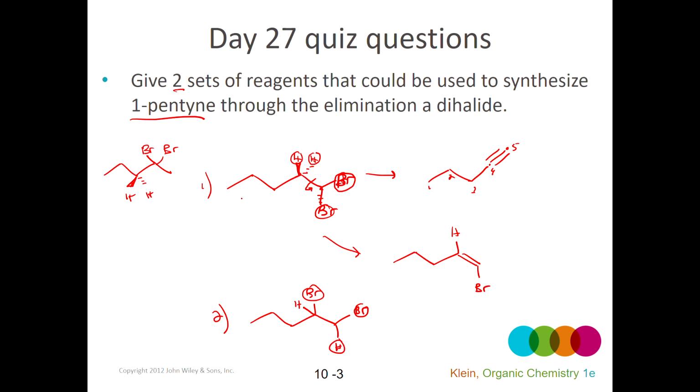So that's why there are two sets of reagents. In either case, in terms of my reagents, I definitely need a strong base. So NH2 minus would work, H minus would work. Any of the strong bases that we talked about to promote E2 elimination would work there.